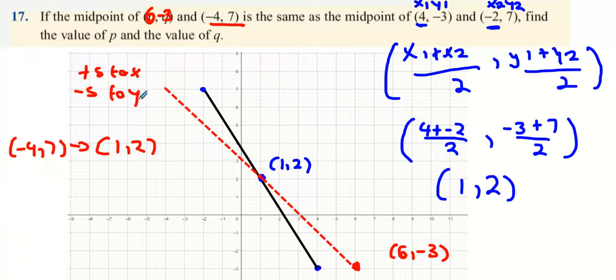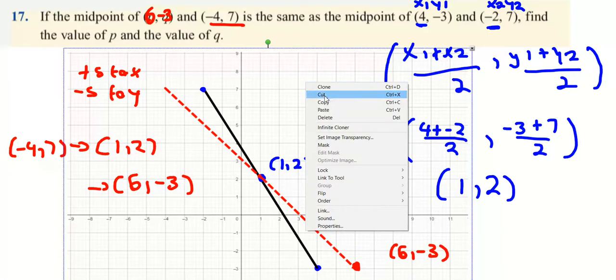Plus 5 to x means move right 5. Minus 5 to y means move down 5. So what happens when we add that to 1, 2? What's 5 to x? What's 2 take away 5? Minus 3. And there you go. Same answer, roughly, two different ways. Is that okay with you guys? You can do it graphically or you can do it using algebra, okay?